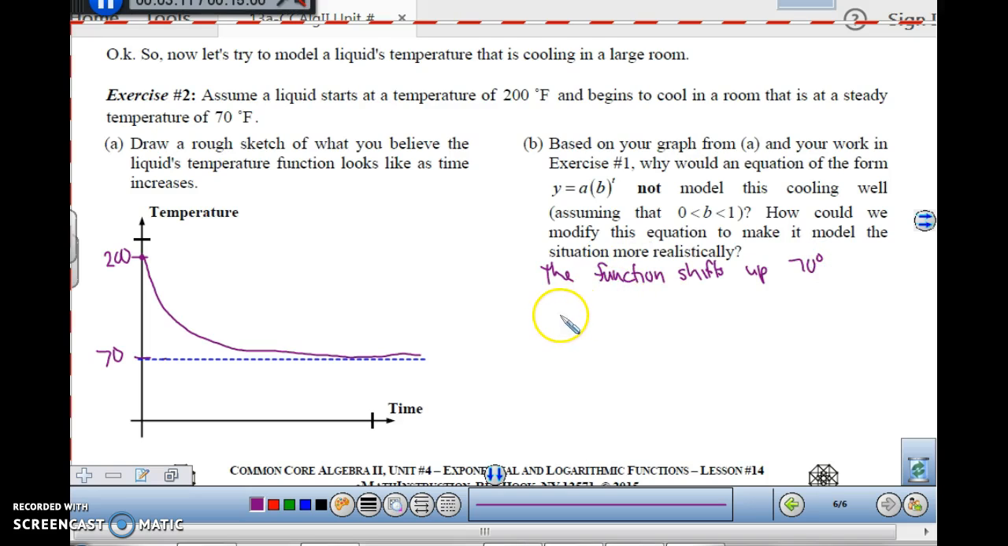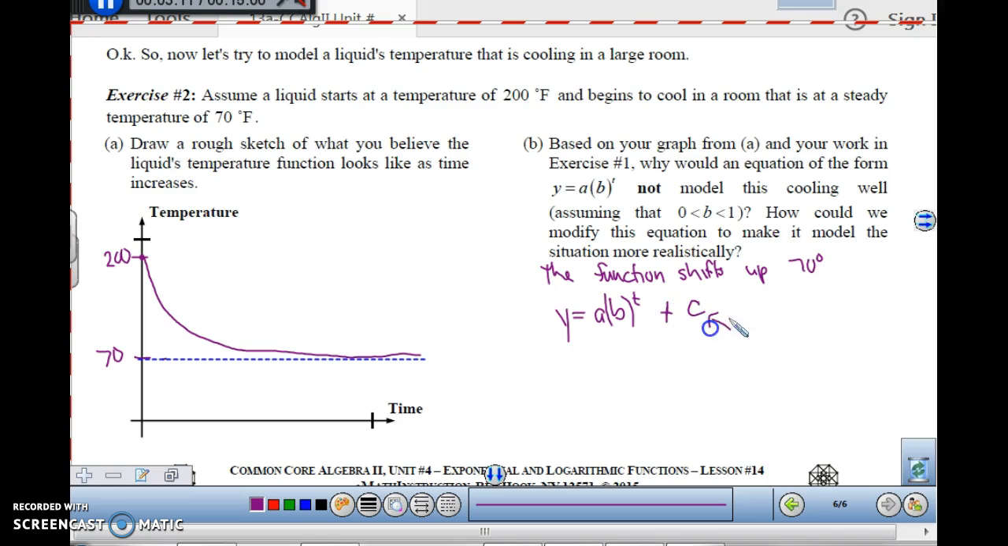So when we have a function model, y equals a, b raised to the t, and we're shifting up, what does that affect? It affects the y-intercept. The y-intercept right here would be 70 instead of 0, so we would add a c here because the liquid is approaching 70 instead of approaching 0. It's not approaching 0 anymore. All right, so it's going to shift up 70 degrees because of the room temperature.